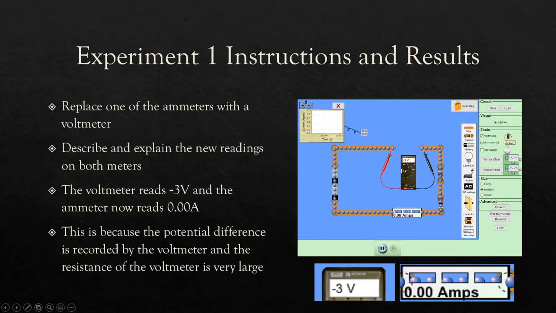Then replace one of the ammeters with a voltmeter. Describe and explain the new readings on both meters. The voltmeter reads negative 3 volts and the ammeter now reads 0.00 amps. This is because the potential difference is recorded by the voltmeter and the resistance of the voltmeter is very large.